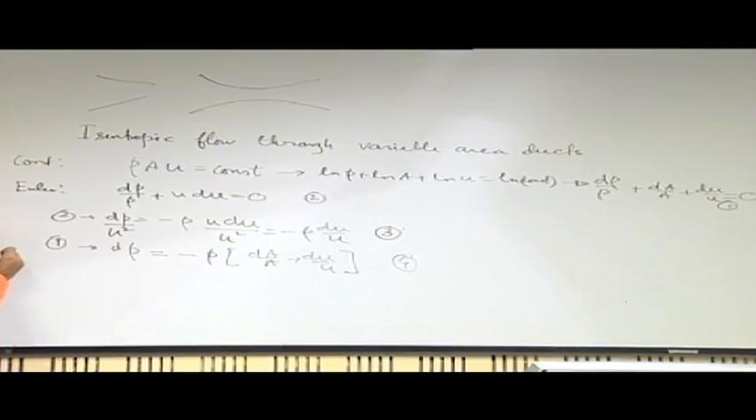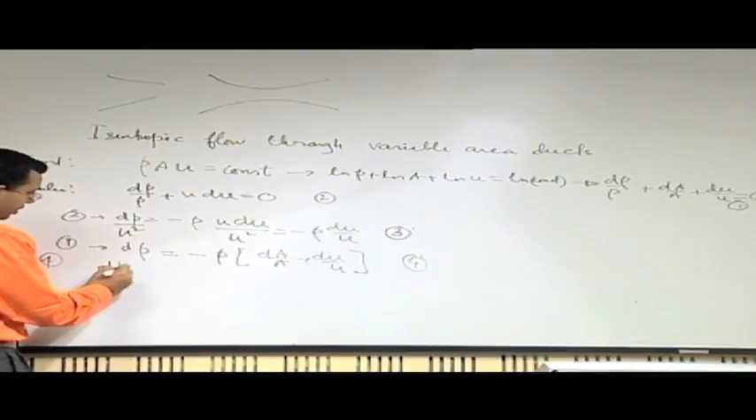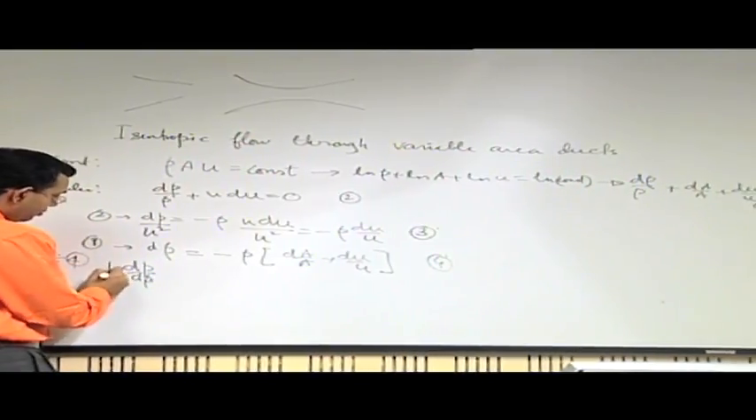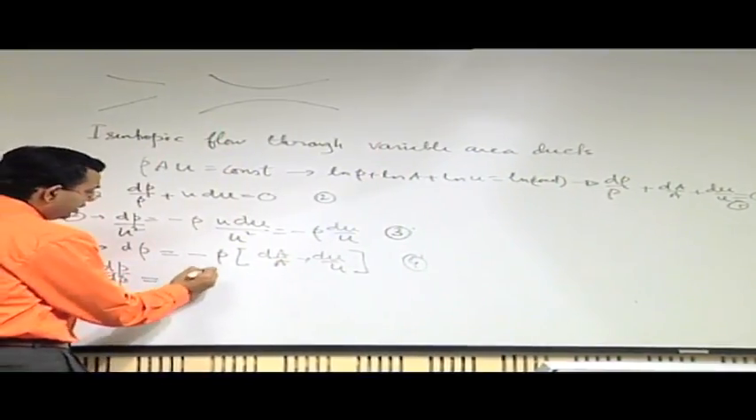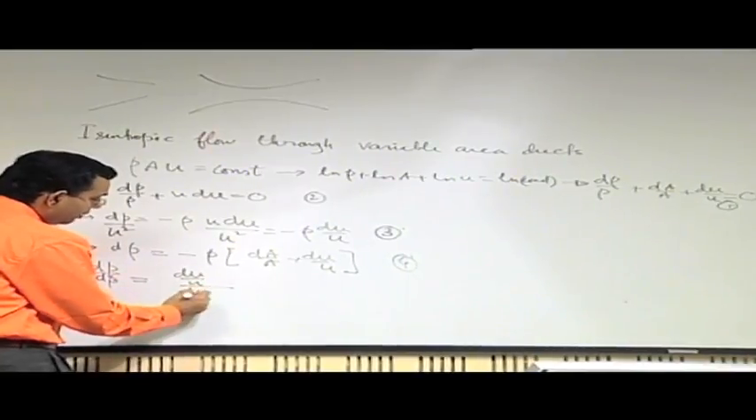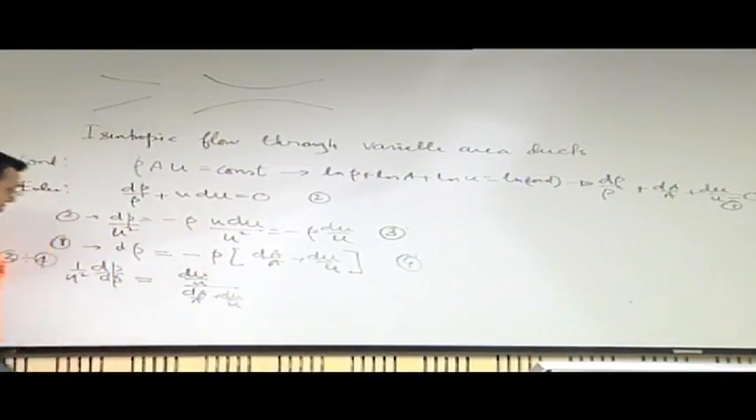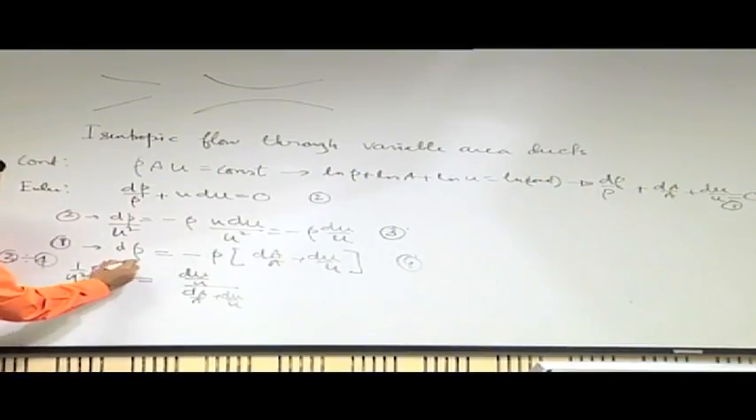So if you divide equation 3 by equation 4, you get dP by d rho into 1 by u square is equal to du by u divided by dA by A plus du by u. If you consider it as an isentropic flow, dP by d rho is c square. So for an isentropic flow the left hand side is 1 by M square, because M is u by c.